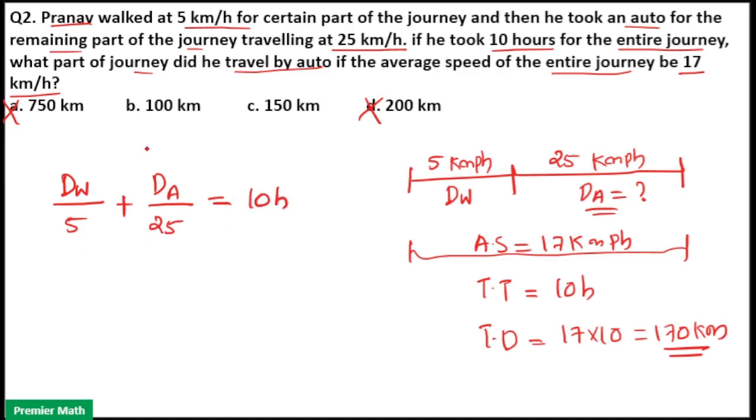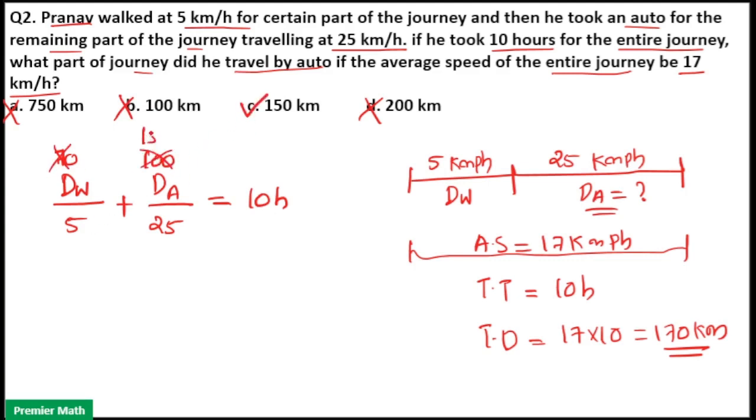So if you take 100 km in auto, that means the remaining 70 km he walked. So if you look at 70 by 5 is equal to 14. That is greater than 10 hours. So option B is wrong. That means option C is your correct answer.